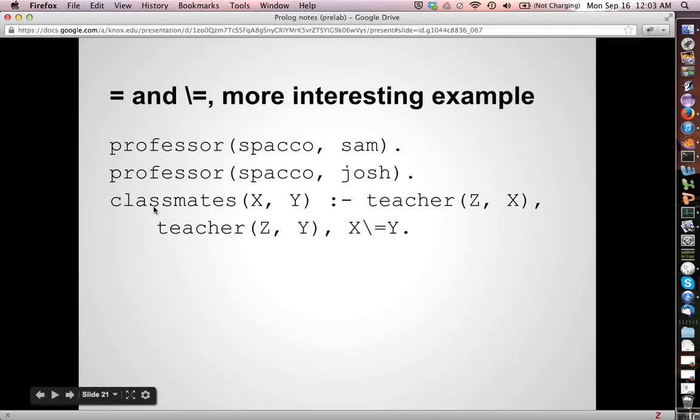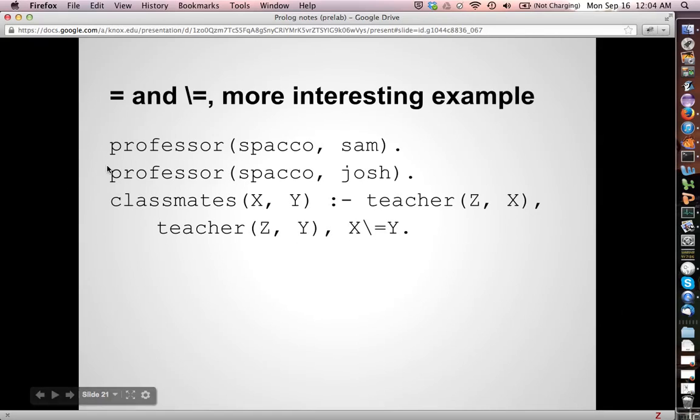So if we want classmates X, Y, people in the same class, well, if there's some Z that's X's professor, and some Z that's Y's professor, and X does not equal Y. X does not equal Y is very important. Otherwise, this would happily tell you that Sam is Sam's classmate, and Josh is Josh's classmate, which is not true. Sam is not in the same class as Sam. Sam is Sam. So without this, that's a situation where we have to put this X does not equal Y in there.